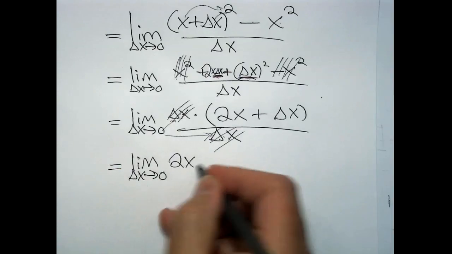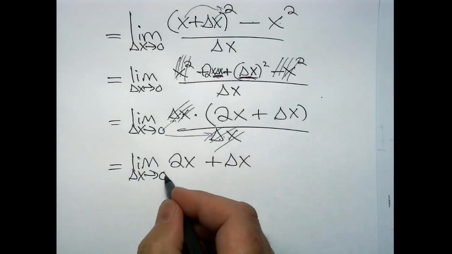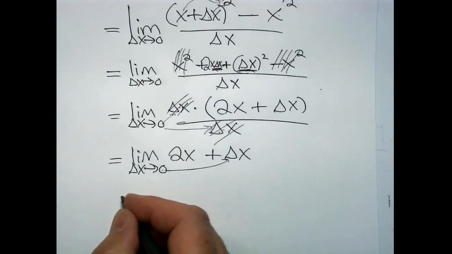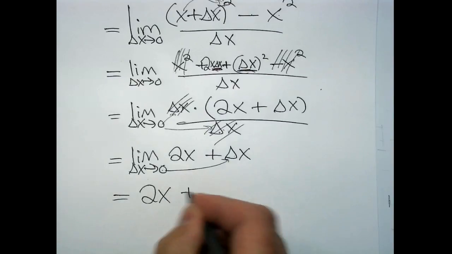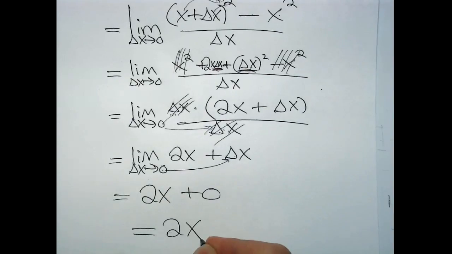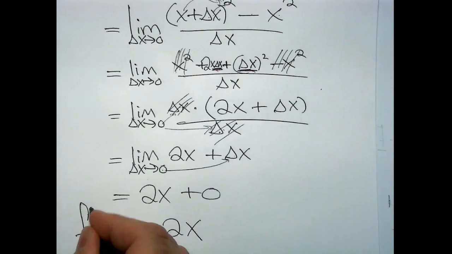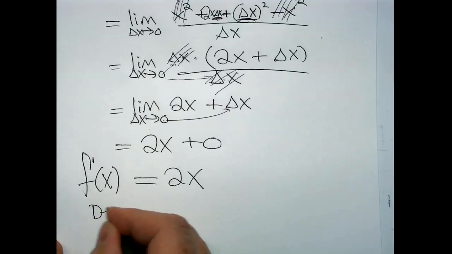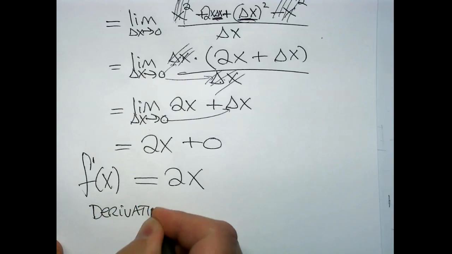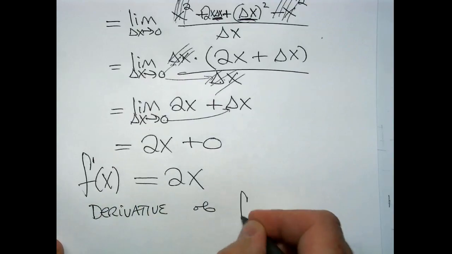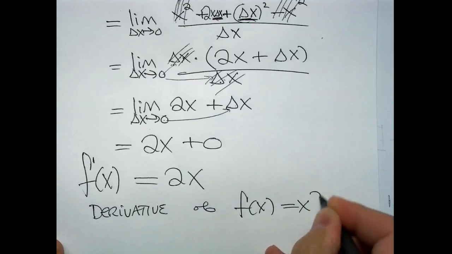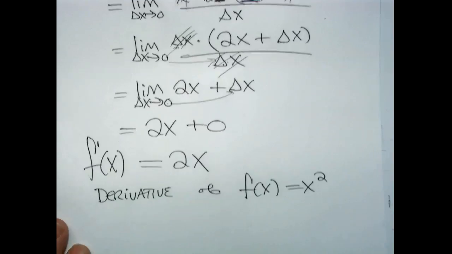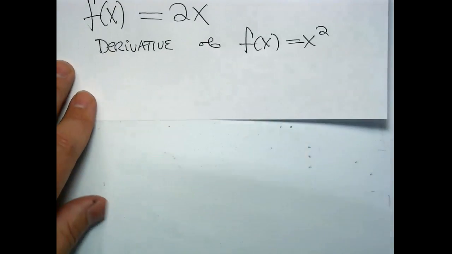So what do we get left here? Now you can use direct substitution. By substituting delta x equals 0, we get 2x plus 0. We get 2x. This is referred to as the first derivative, f prime. It is the derivative of f of x. You'll notice it's a very different function. This is a linear function, and that's a quadratic function. But let's see if it does its job.